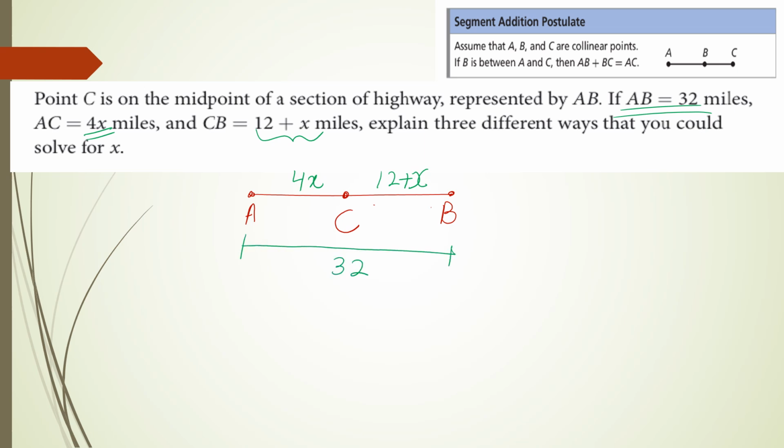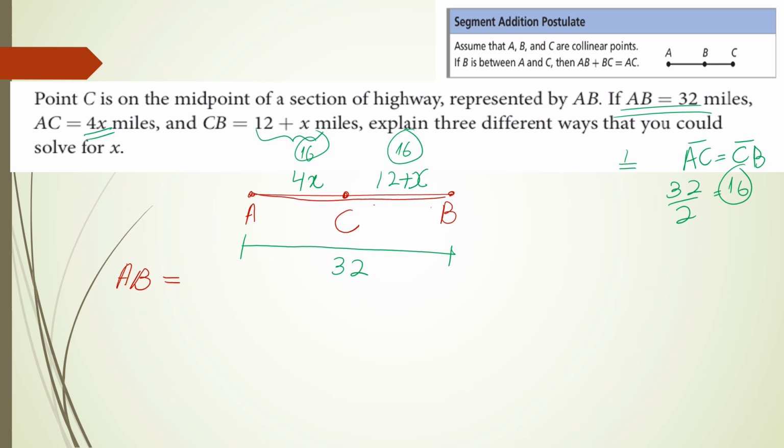Okay. Now look, there is one way that you know that AC and CB are equal to each other. The total value of AB is 32, which means that 32 divided by 2 gives you 16. So the first part is 16 and the other part is also 16. The other way to solve is by using the algebraic method, you can use the postulate. The postulate says that AB, the whole line segment, is equal to the two parts, that is AC plus CB.